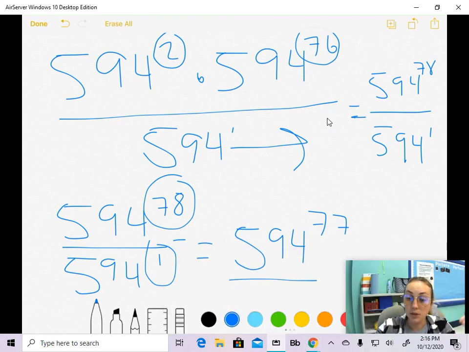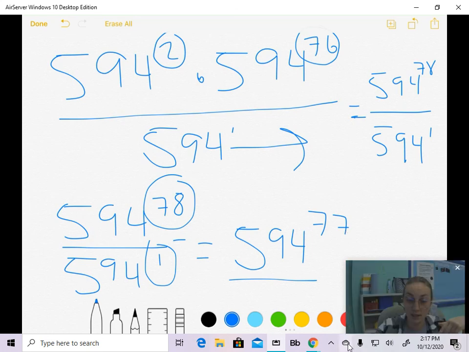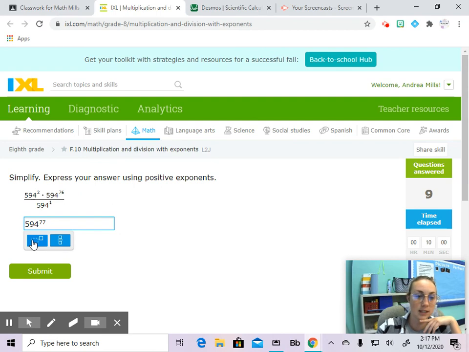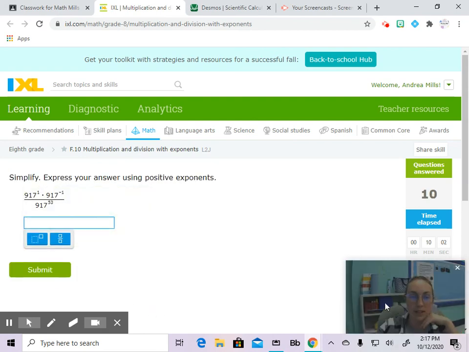So when you're doing this problem, order of operations says do the numerator first, do multiplication first, then do division, and then if the exponent is negative, you have to do what I showed you before. You have to turn it into a fraction and flip it so the exponent becomes positive. Let's go ahead and type this in. This is going to be 594. We're going to type in 77 as that exponent, and that should be our answer.